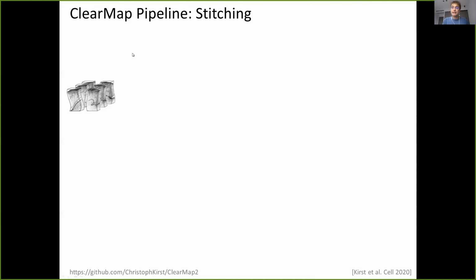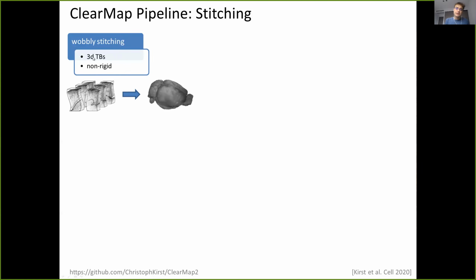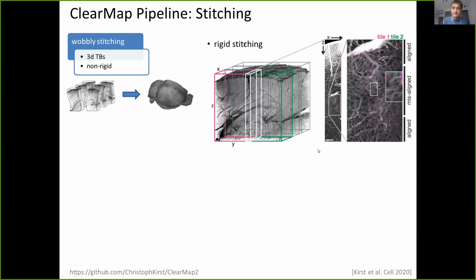So the ClearMap pipeline looks as follows. We start with our image stacks that have to be stitched together. While there's a large range of stitching tools, we saw the need to develop our own stitching tool, which we called Wobbly Stitcher. And the reason is the following.